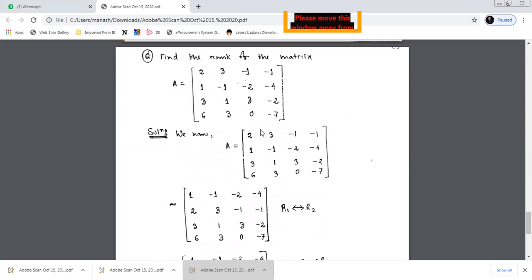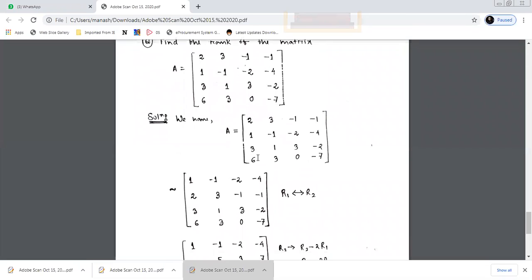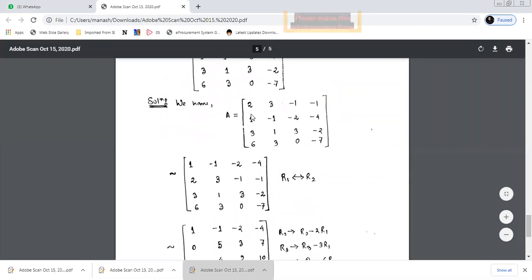Now see here one more example. This is 2, 3, minus 1, minus 1. So 1, minus 1, minus 2, minus 4, this is given. I already told you what our first aim is. We have to make this element equal to 1.